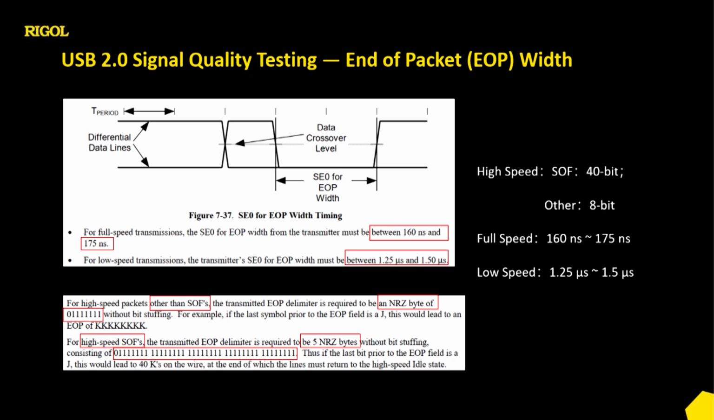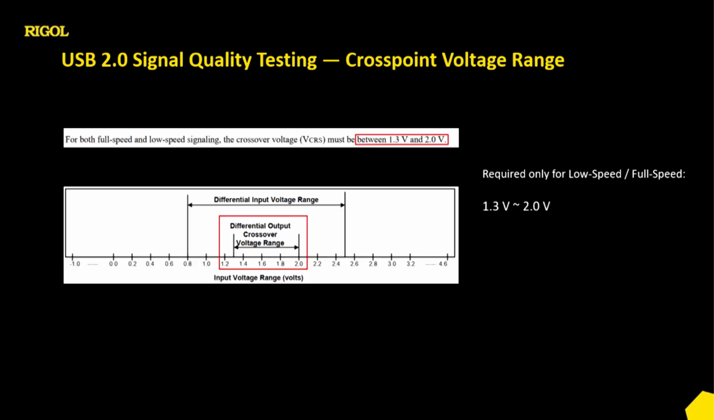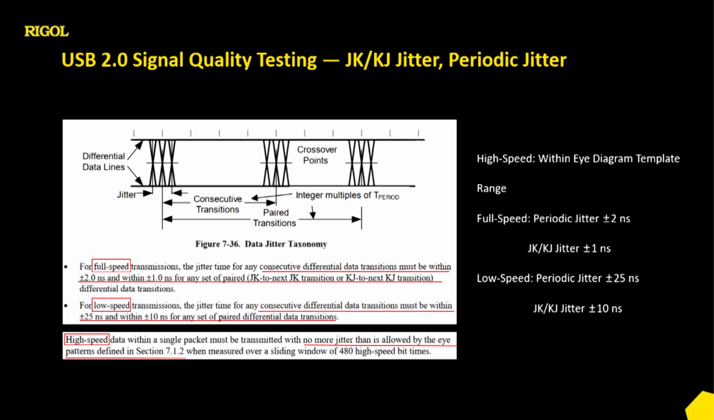For the end of packet of non-start of frame packets, it is required to be between 7.5 bits and 8.5 bits. The cross-point voltage range is only required for low and full speed, between 1.3 volts and 2 volts. The USB 2.0 high-speed jitter test results are included in the results of the eye diagram test. Jitter includes continuous jitter, JK pairing jitter, and KJ pairing jitter.